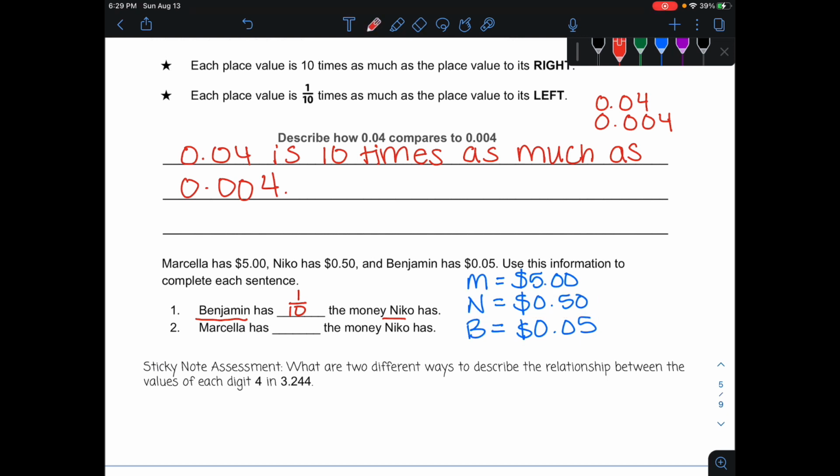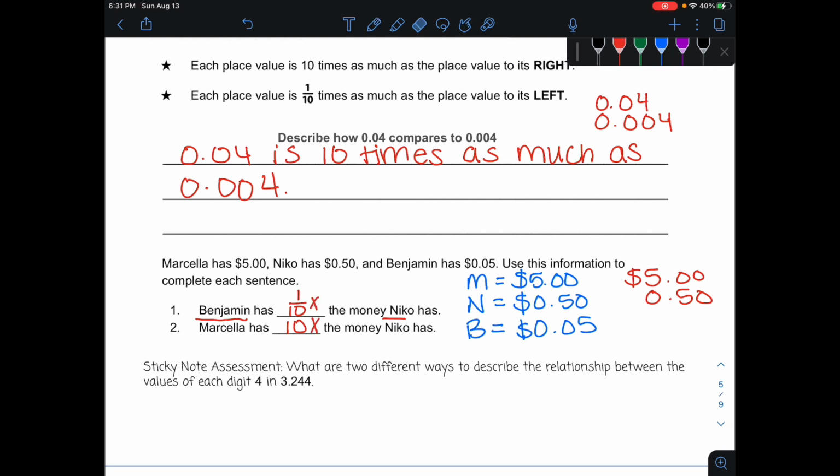Okay. Let's look at Marcella. Marcella has $5. And then Nico has 50 cents. So Marcella has more money. But by how much? 10. Because it would take 10 50 cents to get to $5. Okay? So Marcella has 10 times the money Nico has. Let's go ahead and write that.